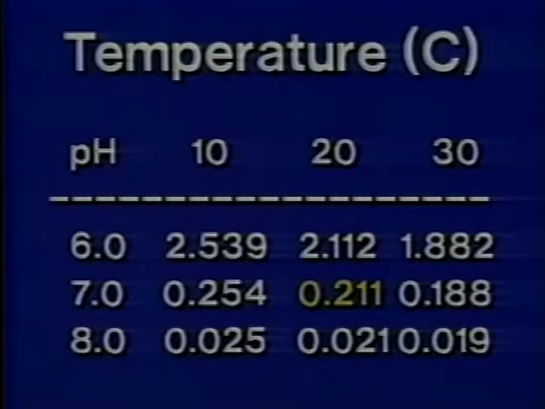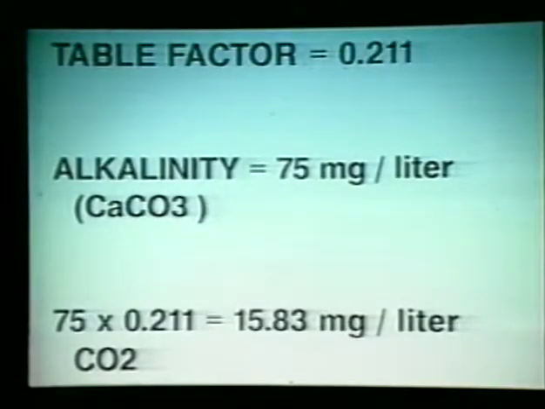For example, if the pH is found to be 7, the temperature 20 degrees C, the corresponding factor from Table 1 is 0.211. This factor is then multiplied by the total alkalinity of the sample, resulting in the carbon dioxide concentration in milligrams per liter.